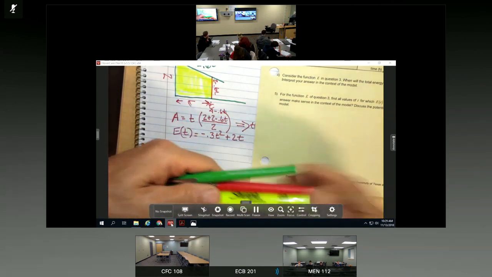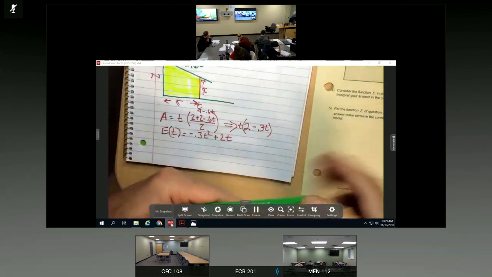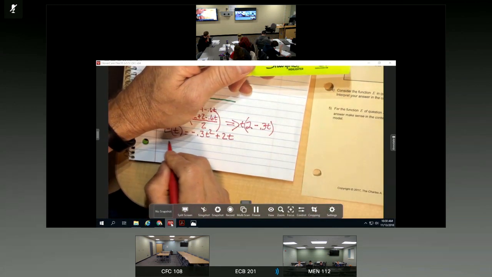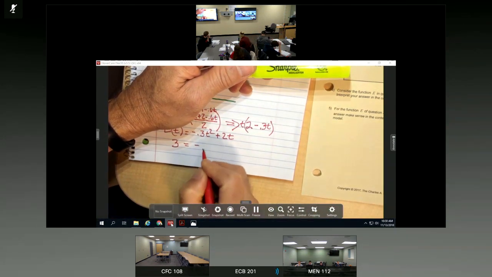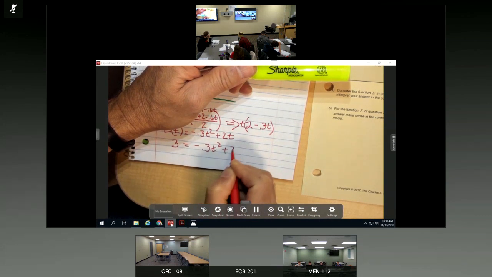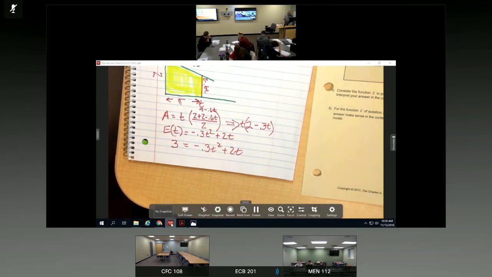When will the total energy consumed equal 3 kilowatt hours? How would we find the answer to that question? We could just plug in different values of T. Now, can we, like Madeline said, solve that for T? If we know the quadratic formula, we haven't used that yet, though. How could you do that?